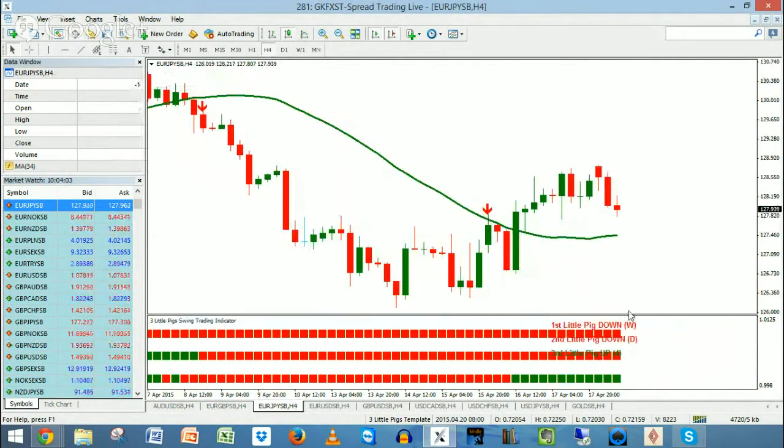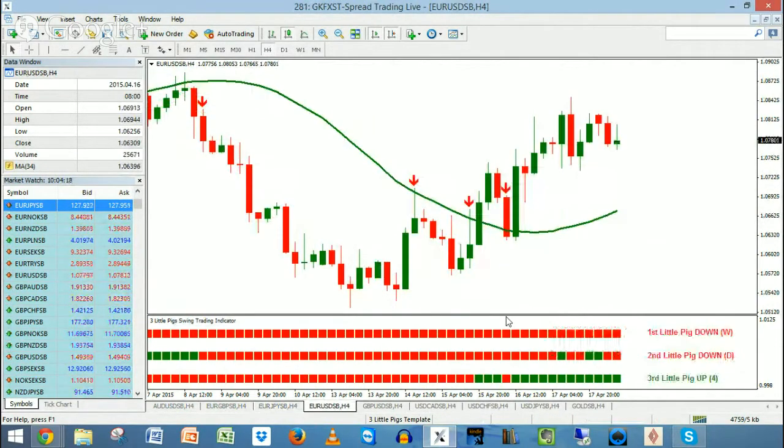Euro JPY, this is where we've actually got confirmed trends. The weekly and the daily are both down, and we're waiting for an entry here. So when we get a valid sell signal on the 4 hour, we'll take the short trade here. Euro USD, similar story. Weekly's down, daily's down, and we need the 4 hour to roll over here, give us a valid signal, and we'll take that on the short side.